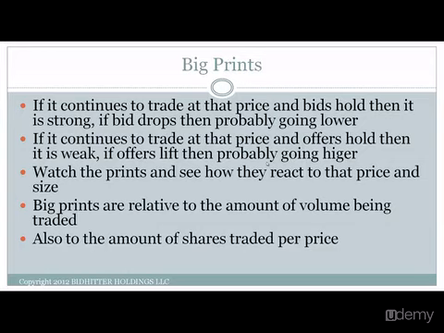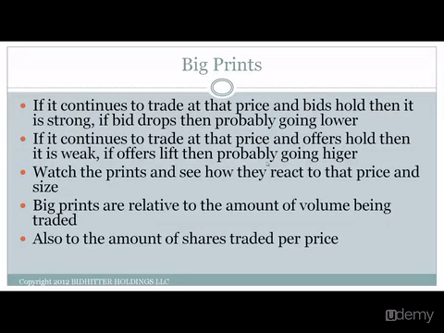If it continues to trade at that price and the offer holds, then it's weak. If the offer lifts, then it's probably going higher. So it's the same thing as a bid, but vice versa. If it continues to trade at that price and the offers hold, it's probably going to go lower. But if those offers lift and start trading higher, it probably will continue to go higher.